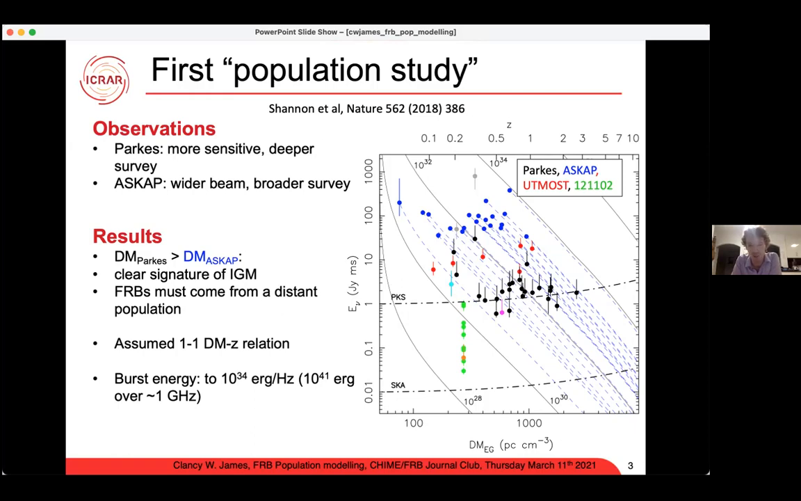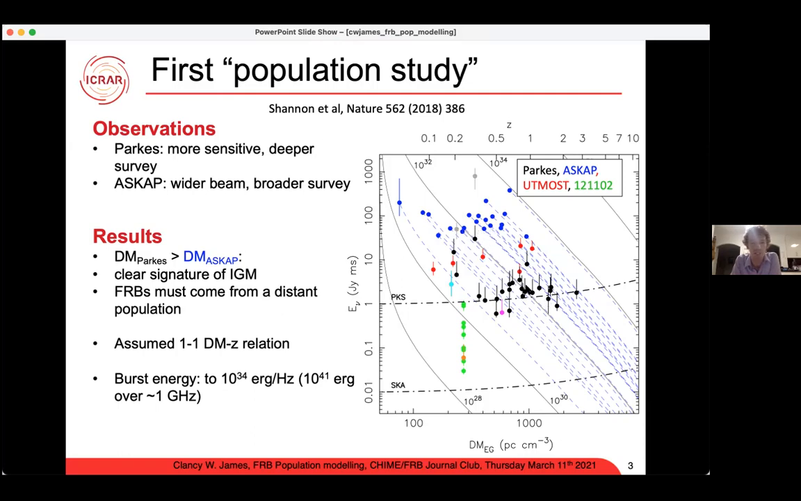Just to skip ahead a little bit, this point absolutely will not be at a redshift of 1. It'll be more like down here, but anyway. The main point is that you have the Parkes bursts in black. I have no recollection of what the magenta and cyan points were. And you see that Parkes DM is higher than ASKAP DM, but it's a lower fluence because ASKAP was a wider, broader survey.